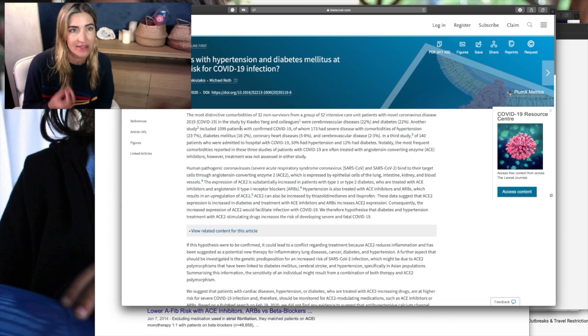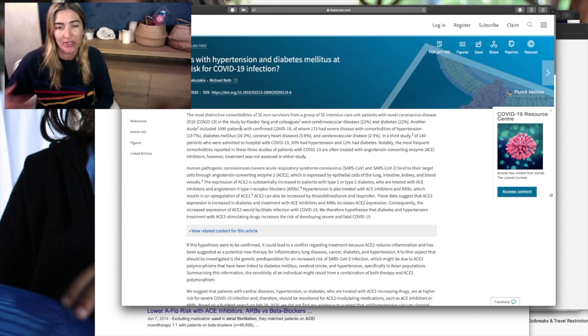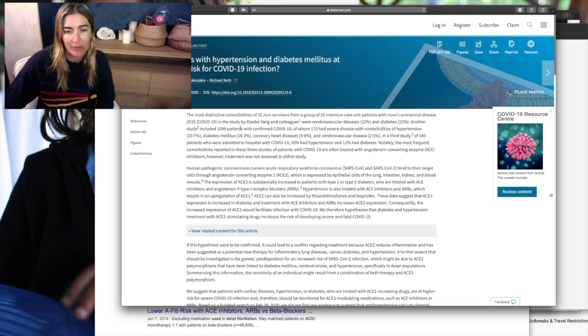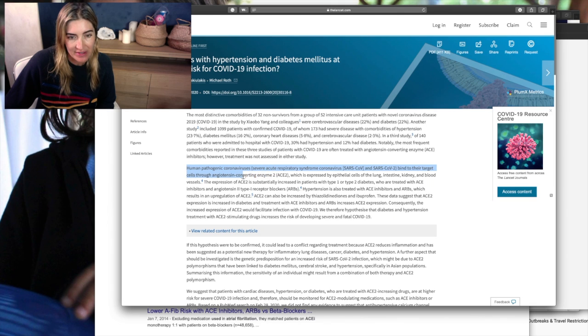And it makes a lot of sense. Again, this is still a study, so it hasn't been proven. But once you start to look at the rationale behind it, it makes a lot of sense. So, what these ACE inhibitors do, let me start right here: human coronaviruses, SARS and SARS-CoV-2, bind to their target through this converting enzyme ACE2.